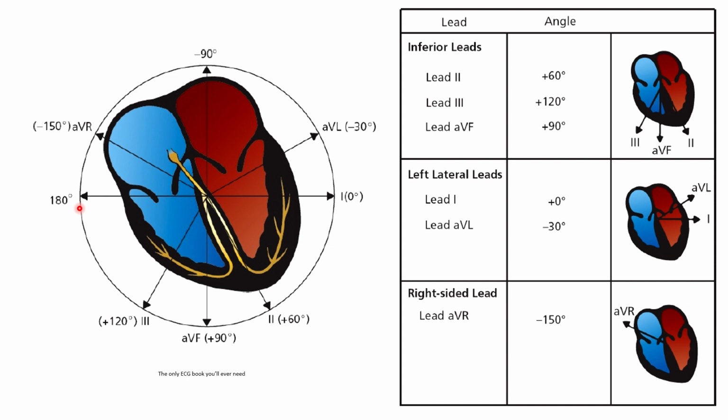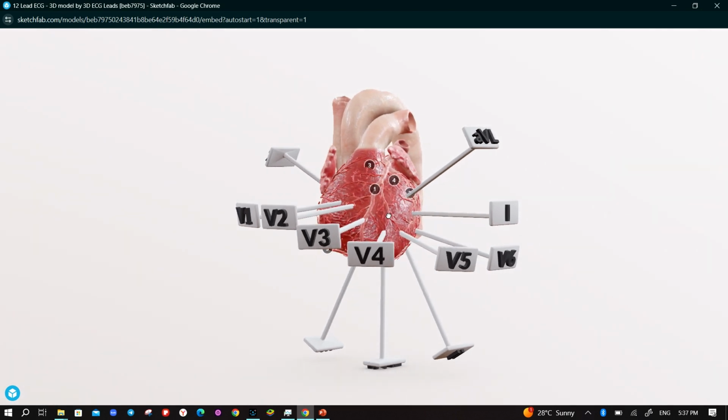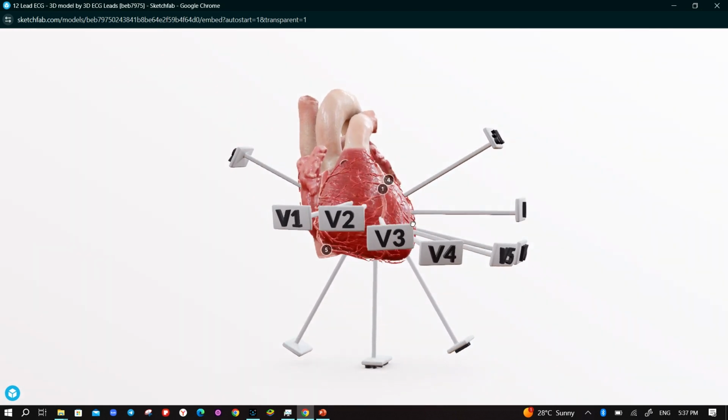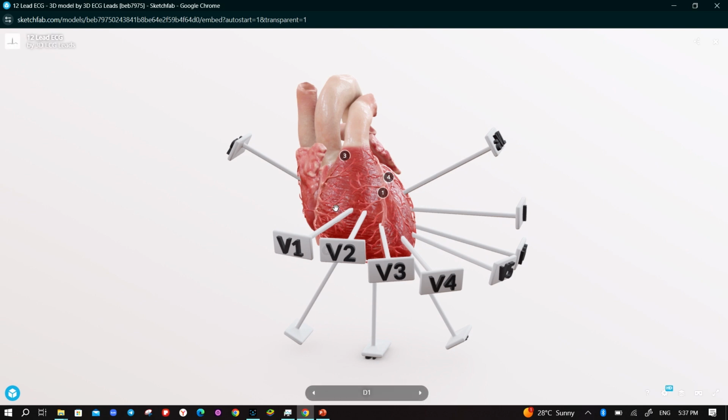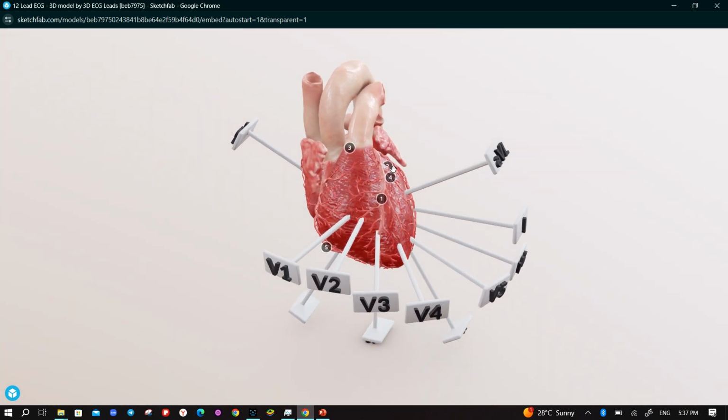And for this, I have found a website where we can see it in a 3D format. Let's move to the 3D format. So now, as you can see, this is the heart. This is the right atrium, right ventricle, left atrium, left ventricle, and this is the aorta.